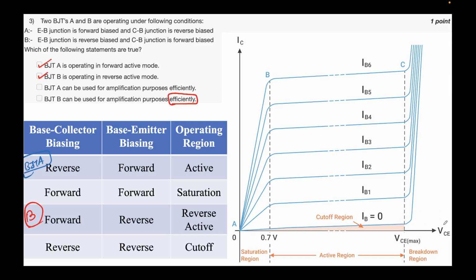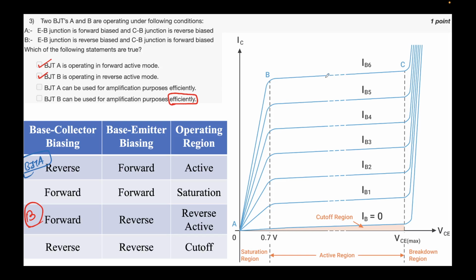Okay, so this region is useless, and I have been talking about how in amplification you want some current to be flowing, so you definitely don't want to be in the cutoff region. Saturation region, I told you, is used for switching purposes, on and off. So saturation essentially denotes your on case.